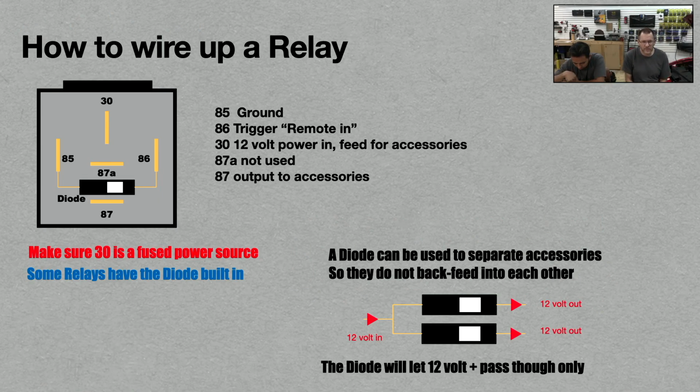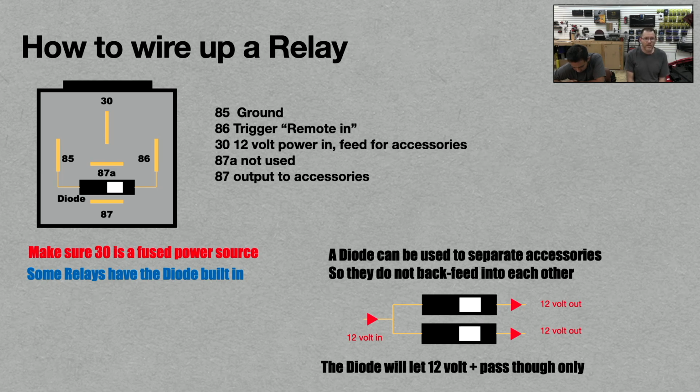How to wire up a relay. For those of you that want to know this, take a screenshot right now. This is the basic wiring diagram for a relay. Most 5-pin relays are going to be designed like this. You have a 30, an 87A, an 87, 85, and 86. 85 is going to go to ground. 86 is going to be the triggered input from the device, meaning the radio or DSP or whatever it is.